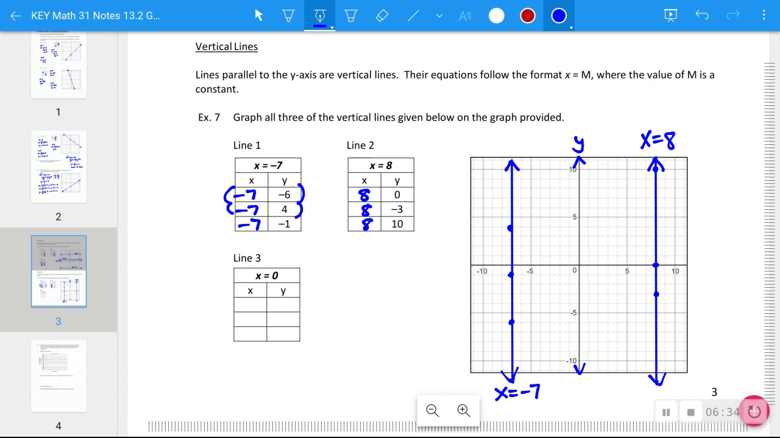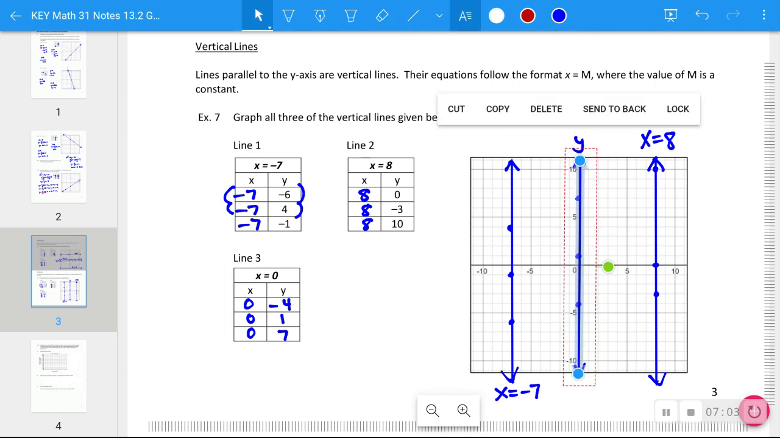Okay, finally x equals 0 is the next one. So we're constrained by putting zeros in for x's, but the points can have any y value whatsoever. So I'm going to say -4, 1, and 7. Let's see where that takes us: (0, -4), (0, 1), and (0, 7). And you can see that we're plotting points on the y-axis itself.